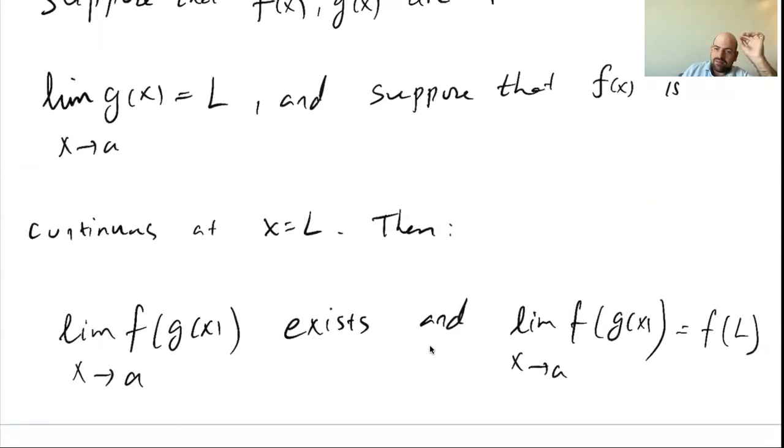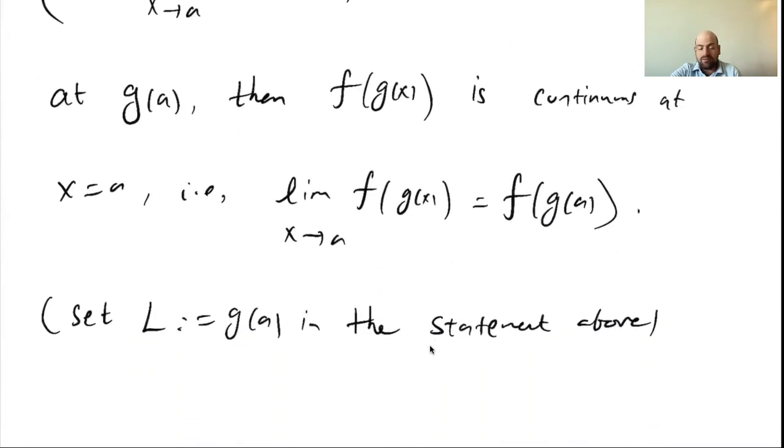then what can I say about limit f of g of x? Limit f of g of x according to this statement is f of L, but my L right now is g of A, so limit f of g of x can be written as f of g of A. So that's what I wrote here. Limit f of g of x equals f of g of A. But what does that mean? That means the function f of g of x is continuous at x equals A.